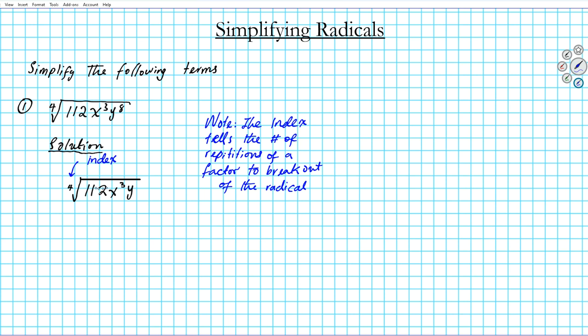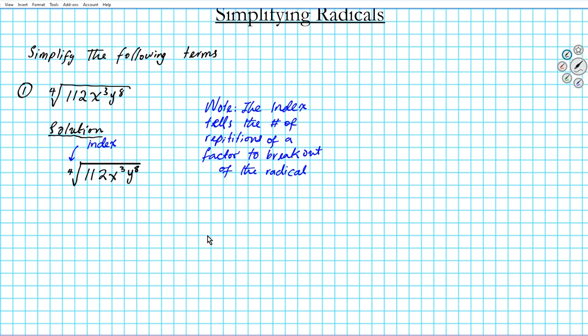In order to determine if any of these terms, so this is y to the 8, has a sufficient number of repetitions of factors to break out of this radical position, we're going to decompose this term completely, break it down completely, and then examine the factors. Now, when you're breaking down numbers, you want to use primes. Only use primes to break down your numbers. That's the best way to avoid making mistakes. Prime numbers are numbers that are divisible by just themselves and 1.